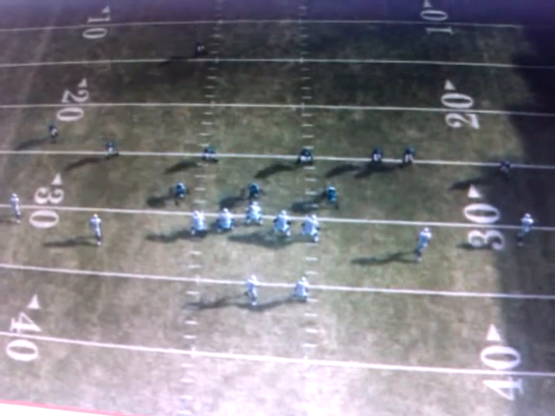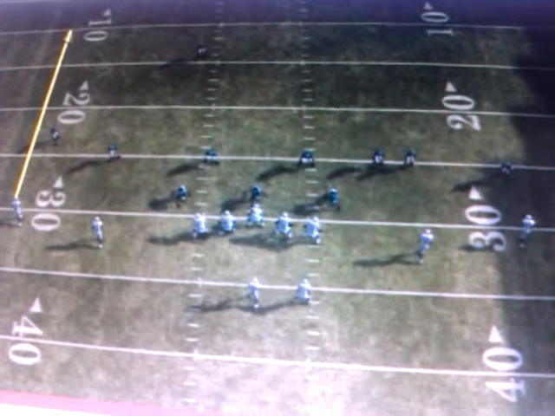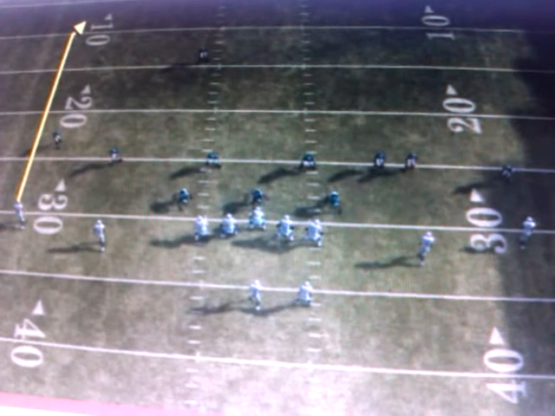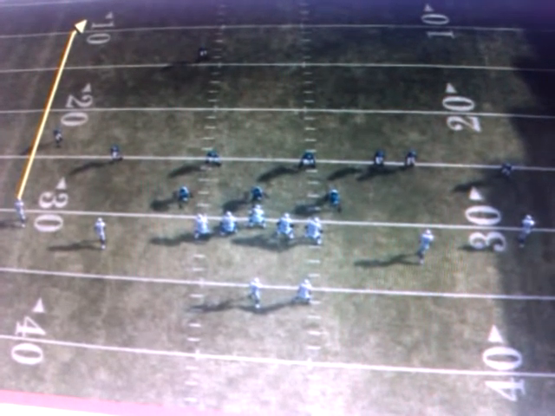And the last route that we need to go and take a look at is this route here. It's ran by the split end. Again, he's running that go route. And then the same thing is what the flanker did as far as the left cornerback, the way he covers him, it'll be the same thing. This guy will wind up dropping back.